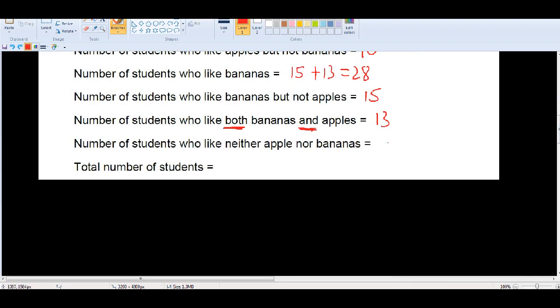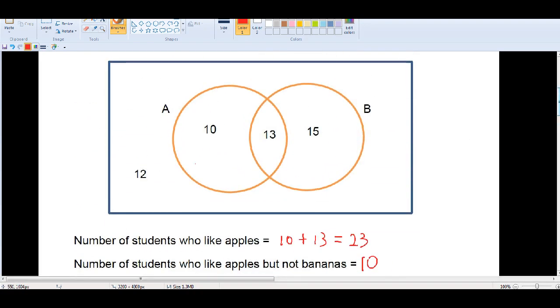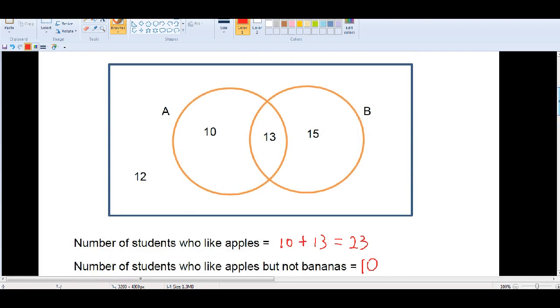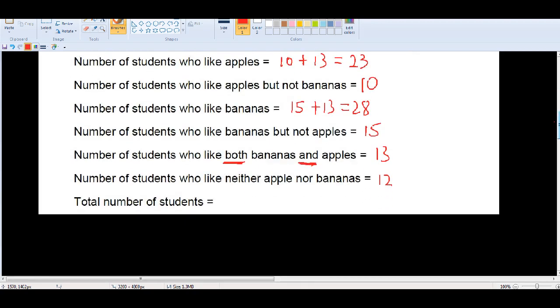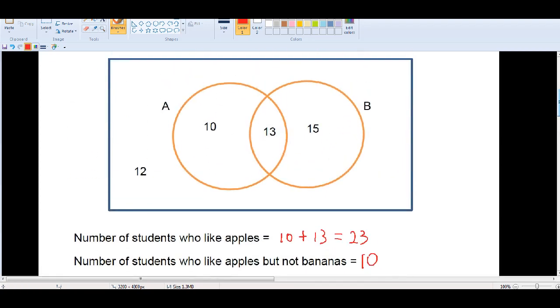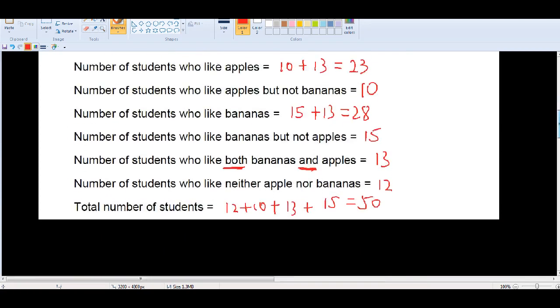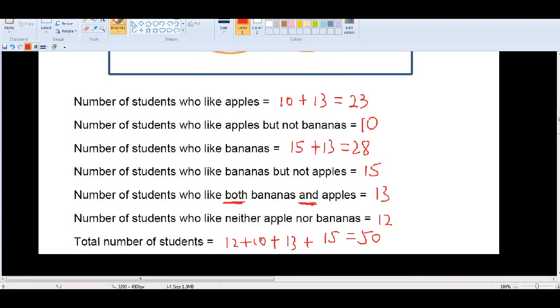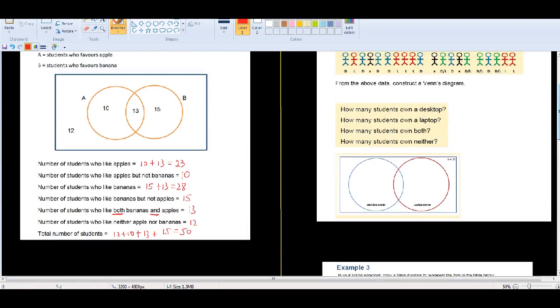The last question: how many students in total? We just need to add all the numbers together. There are 4 numbers, so we add all of them together and you will get the total number of students. So there are 50 of them. You add all the numbers together and get 50.